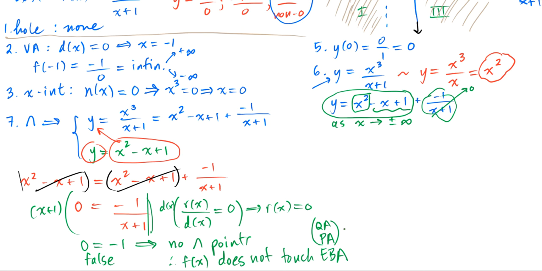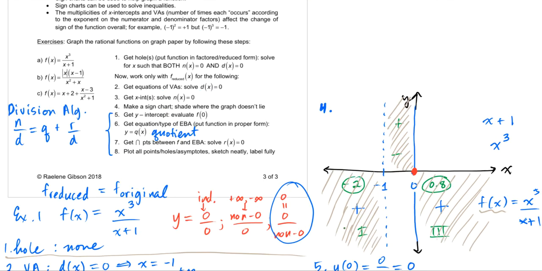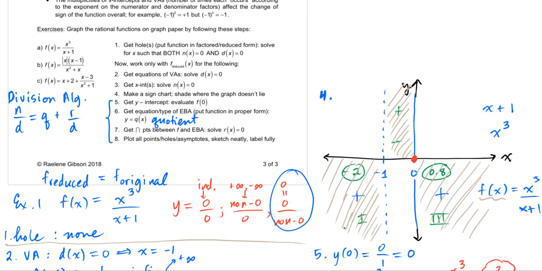And so in step 8, we're going to take all of this information, put it together, and come up with a fairly accurate sketch of the graph. So we're going to plot all points, holes, asymptotes. We've plotted the x-intercept, which is the same as the y-intercept, and it's there in red. And then we're going to plot the vertical asymptote, there in blue, x equal to negative 1, and we're going to plot the parabolic asymptote, which is y equals x squared minus x plus 1.